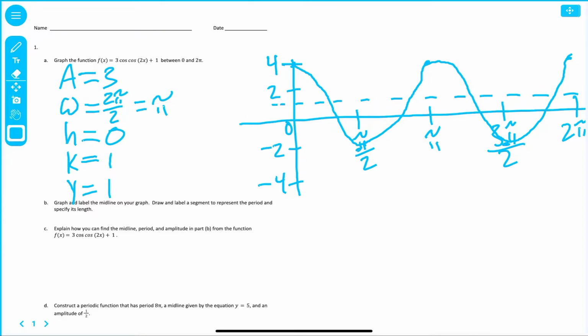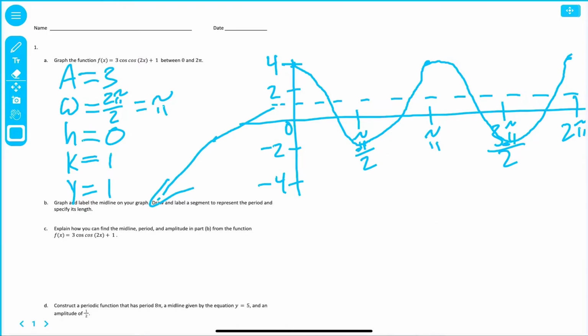Everybody got that? Period repeats every 2, or it repeats every pi. There we go. And B just simply says graph the midline, which you should graph the midline anyway. So there's that answer done.